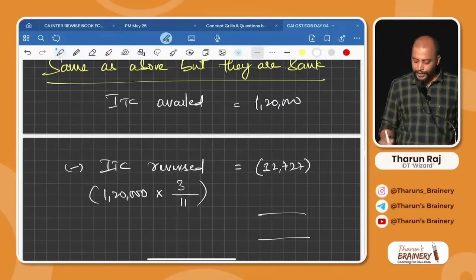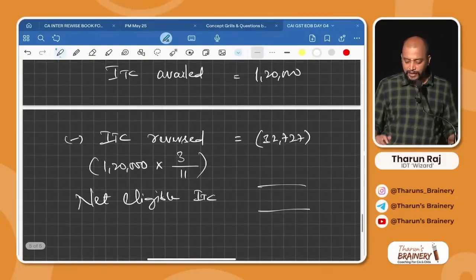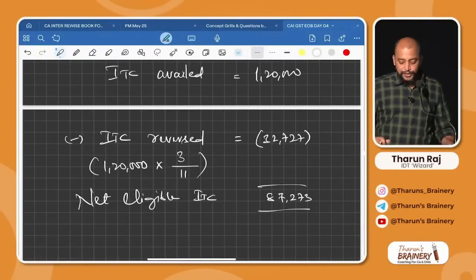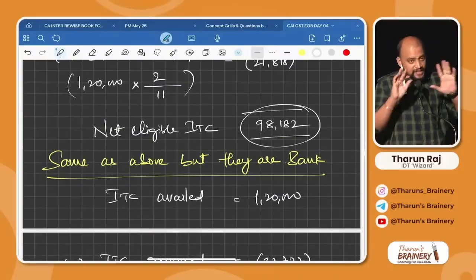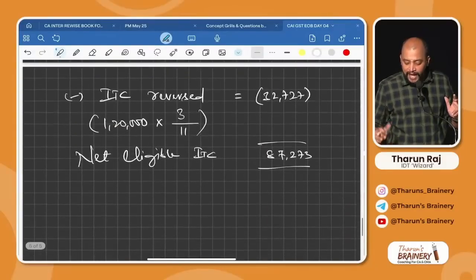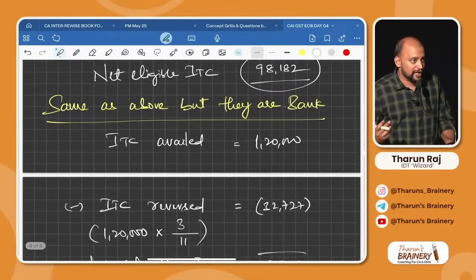32,727. If you reduce, you will be getting the net eligible ITC. The net eligible ITC will be 87,273. Understood the difference? For others, in the same question, 98,182 is the ITC they are getting, but for a bank it is 87,273. So this is the difference.